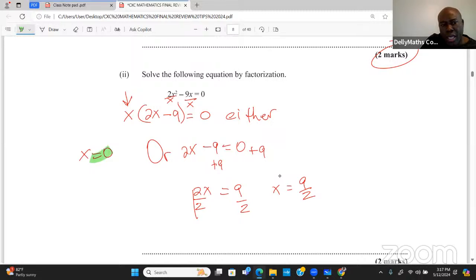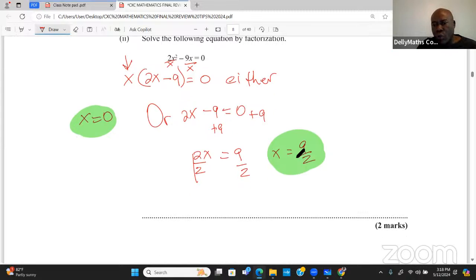I'll highlight them. In one instance, x is equal to 0. And the second response is that x is equal to 9 over 2. Definitely, if you want to put 4.5, that's up to you. But 9 over 2 is actually a very good and acceptable answer. And we're good to go with that.